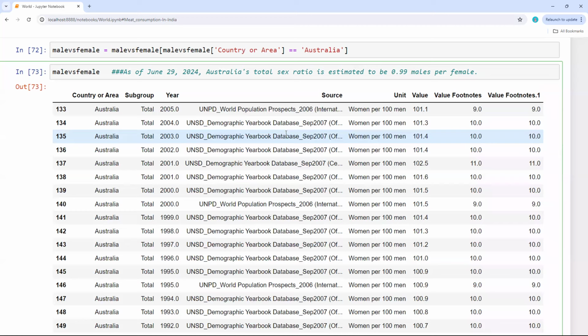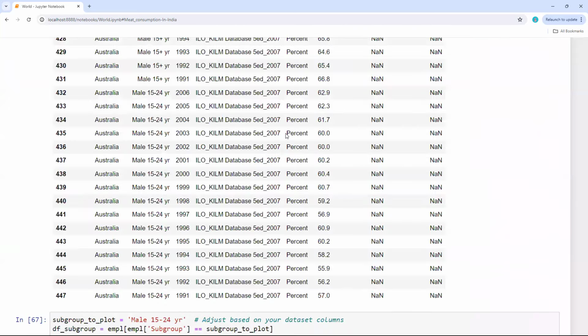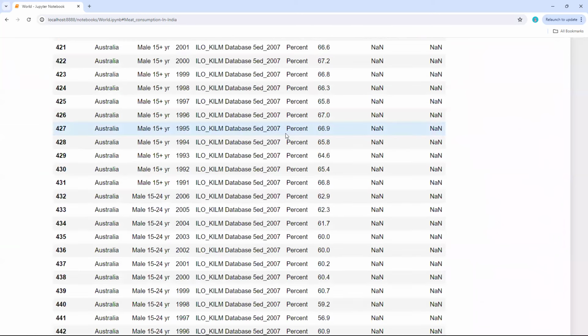So we can do some interesting analysis if we have proper data sets. This is the way we can do some analysis around countries. So with this video, we are done with India and Australia. I'm going to come up with different countries with some more interesting stats about those countries.